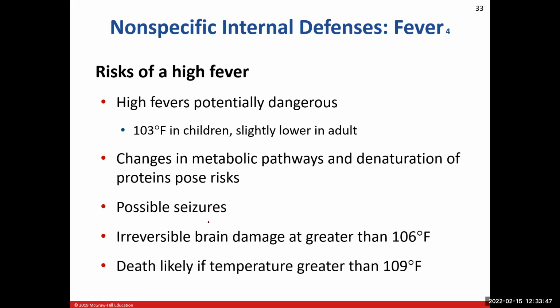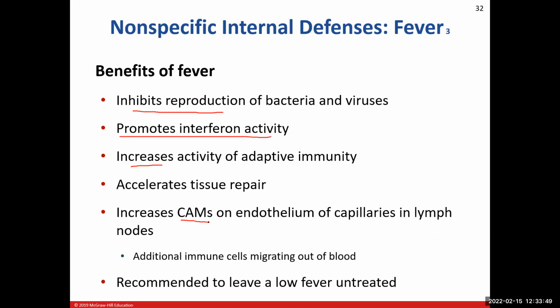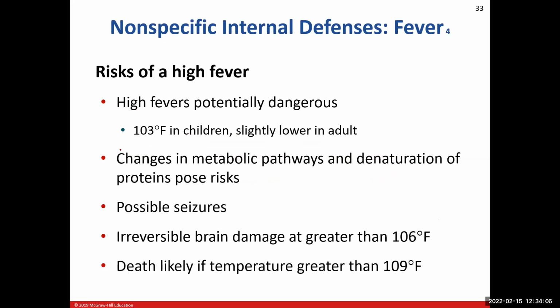But they said that if you do that, you can impair the immune response. Specifically, you can impair the adaptive immunity response. And you don't want to do that, unless the fever gets too high. Well, what's a high fever? Let's look at it.